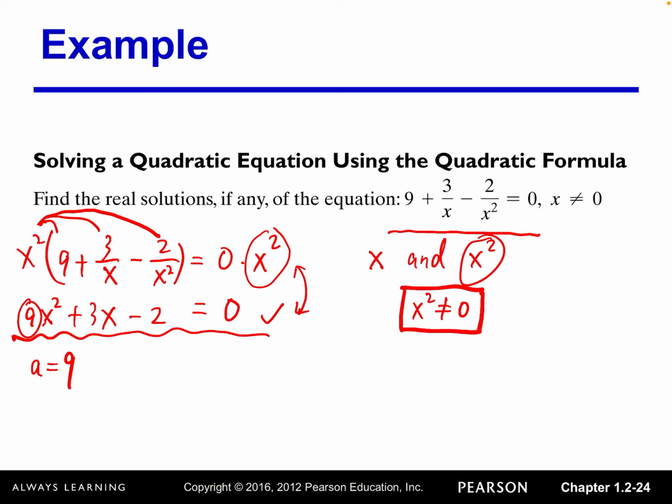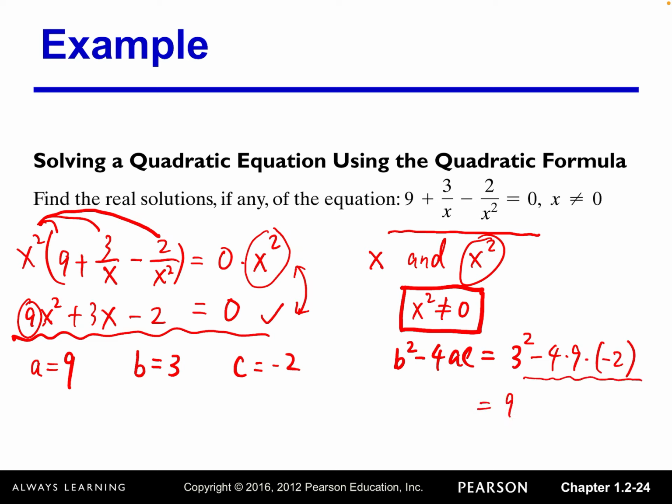a is 9, the numerical value of the x squared term. b equals 3, c equals negative 2. And then we can evaluate the discriminant b squared minus 4ac. Let's see what the value is going to be. That's 3 squared minus 4 times 9 times negative 2. Be careful, the signs: negative, negative, so the second term will be a positive number. That's 9 plus, minus becomes a positive number, 4 times 9 is 36, 36 times 2 is 72. So that gives us 81.